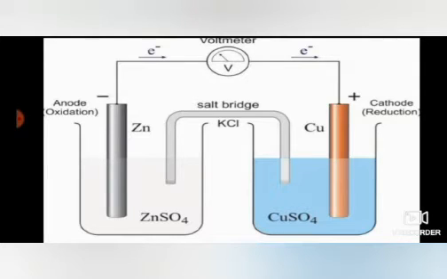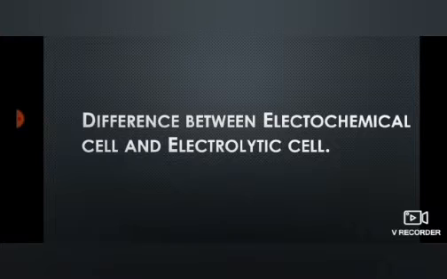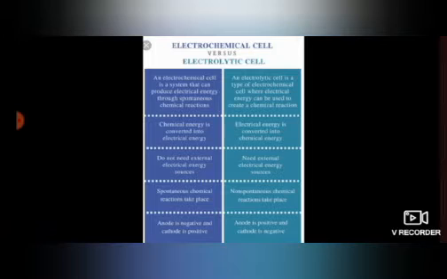Let's move to the next question, that is, the difference between an electrochemical cell and an electrolytic cell. An electrochemical cell is a system that can produce electrical energy through spontaneous chemical reactions. An electrolytic cell is a type of electrochemical cell where electrical energy is used to create a chemical reaction. The second difference is that chemical energy is converted into electric energy in the electrochemical cell, and electrical energy is converted into chemical energy in the electrolytic cell.